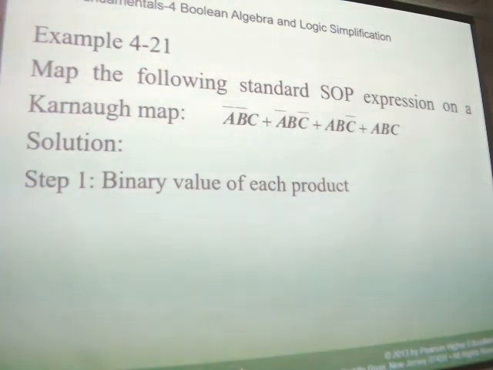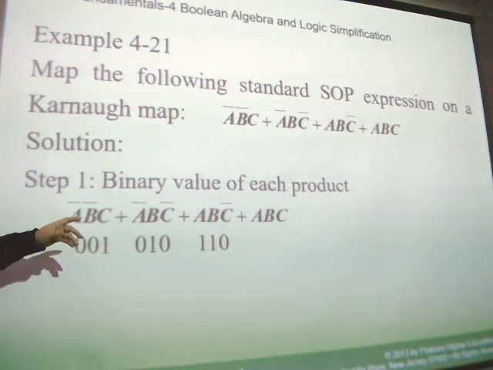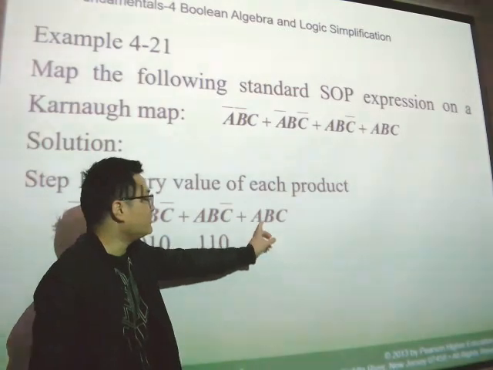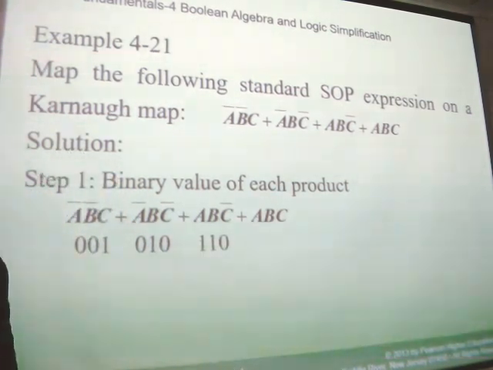And A bar, B, C bar is 010. Then A, B, C bar is 110. And A, B, C is 111. What is the binary value of this product term? 111.